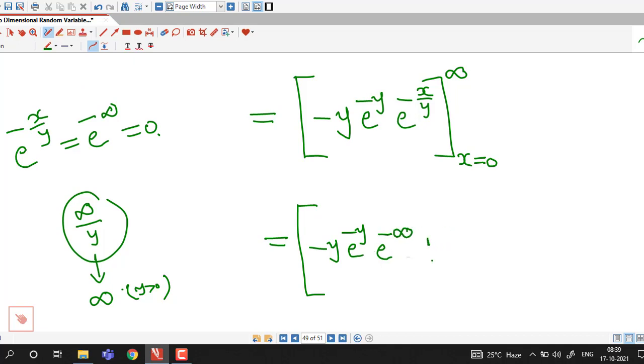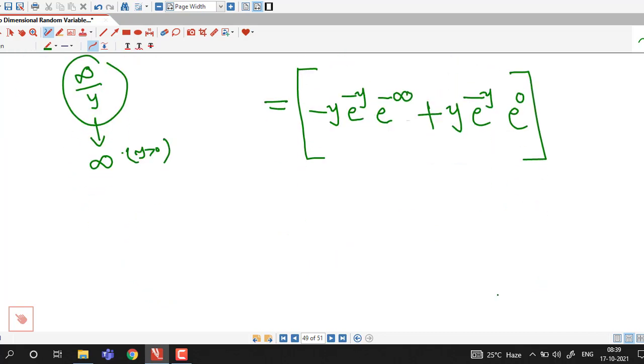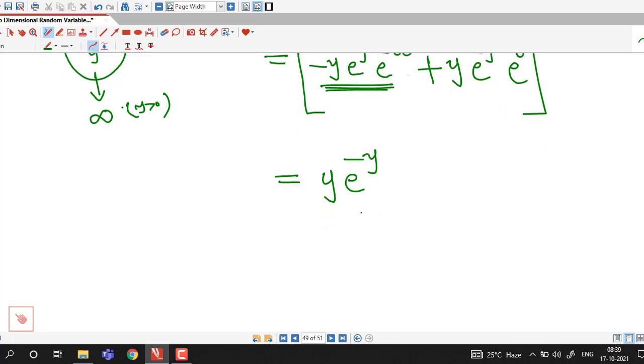Now minus minus plus, we put x equal to 0, so y e raised to minus y as it is. For x equal to 0 we have e raised to 0. Now e raised to minus infinity is 0, so this term becomes 0, and e raised to 0 is 1. So this is the marginal probability density function of random variable y. Therefore f of y is y times e raised to minus y.